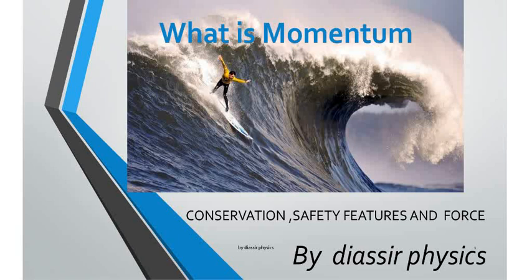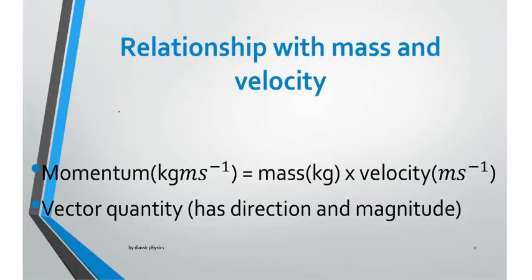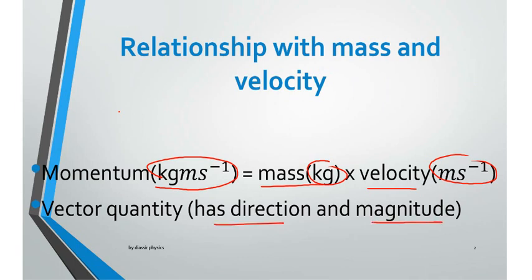What is momentum in physics? The relationship with mass and velocity is given by mass times velocity, with velocity in the unit of meters per second and mass in the unit of kg. Then the momentum unit will become kg m s^-1, and it is also a vector quantity, which has direction and magnitude. Don't forget that.